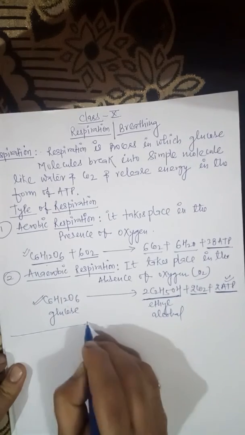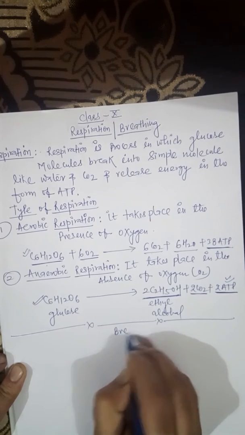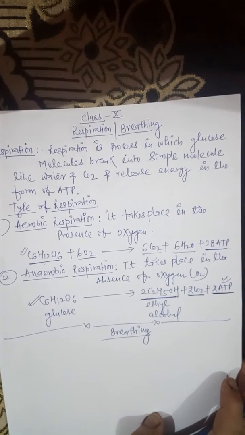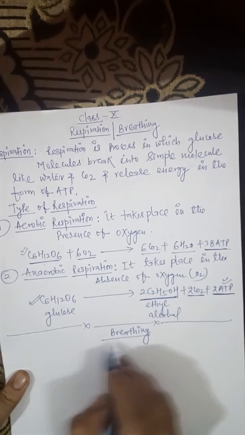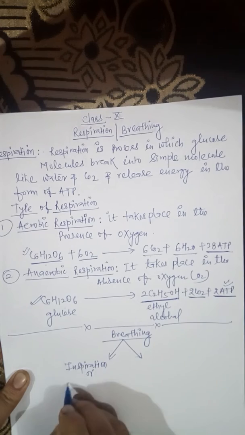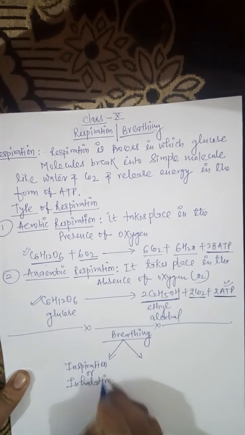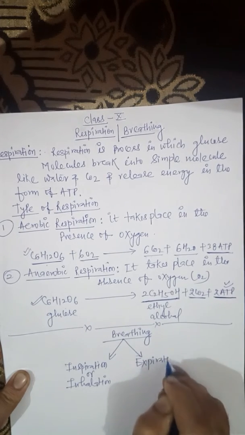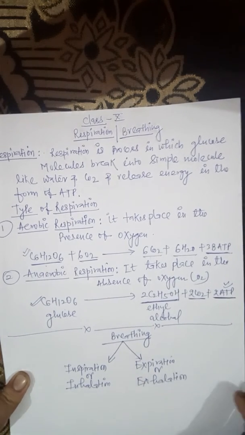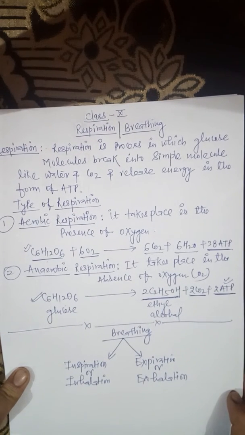Next, breathing. We know that breathing is a different process from respiration. Breathing is a mechanical and physical process, but respiration is a chemical process. Breathing consists of two processes. First is called inspiration, also known as inhalation, and the second process is expiration or exhalation. There are two processes inside breathing: inspiration, inhalation, expiration, exhalation.